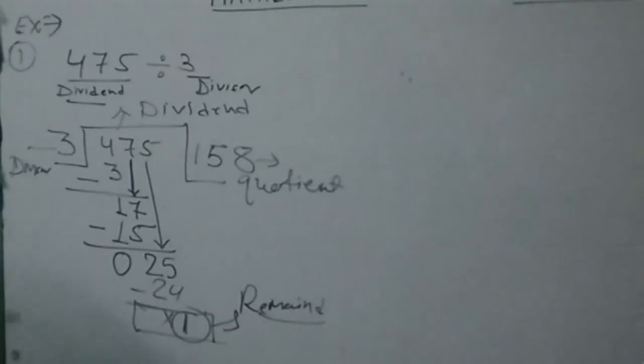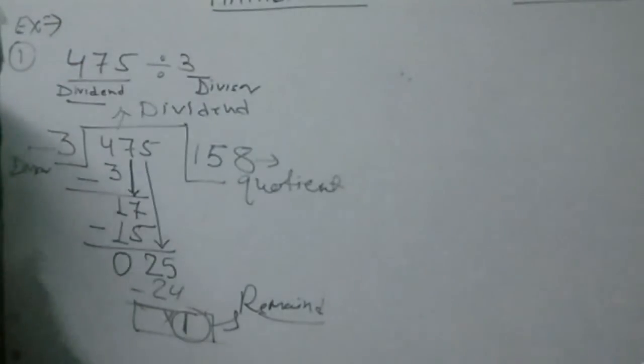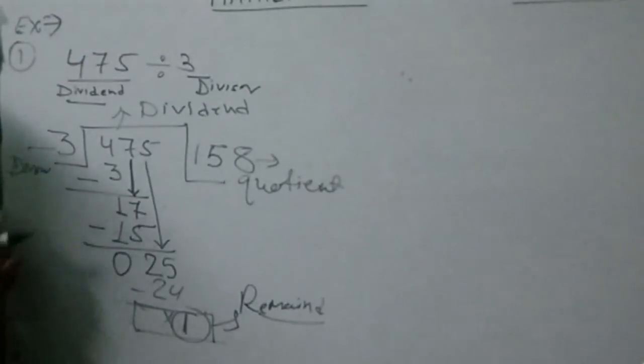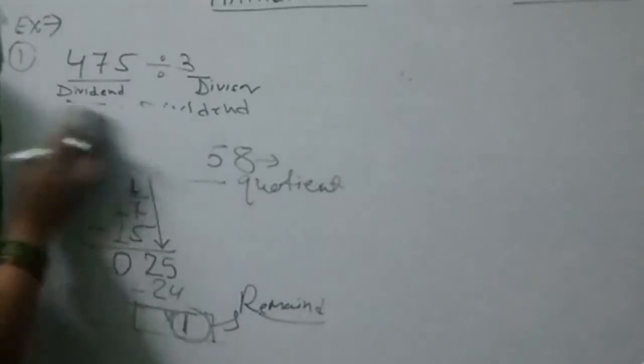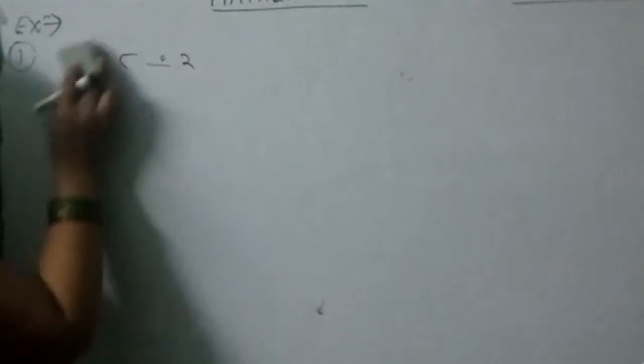Same way we will divide. Students, a single-digit number you can easily read, but if it is a 2-digit number and you don't know the number table, then in the rough paper first you multiply and write the table, and after that you divide. It is easy for you. Okay. So the next example I will take from your book.